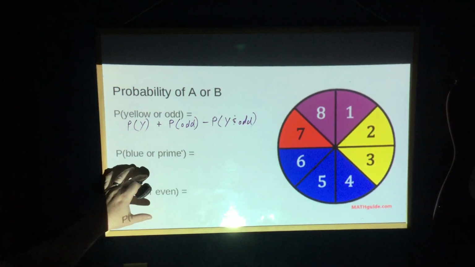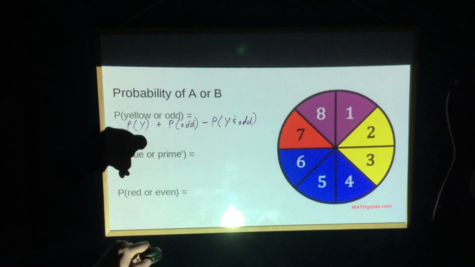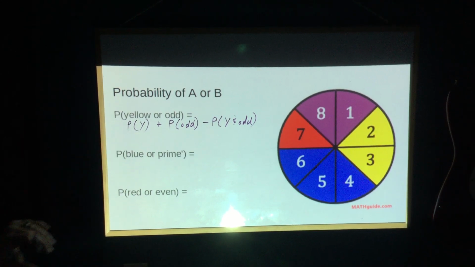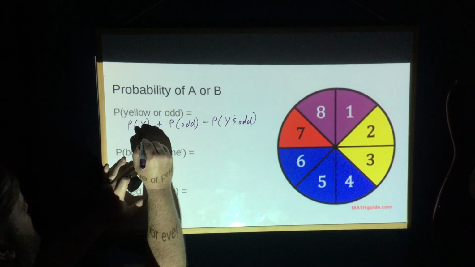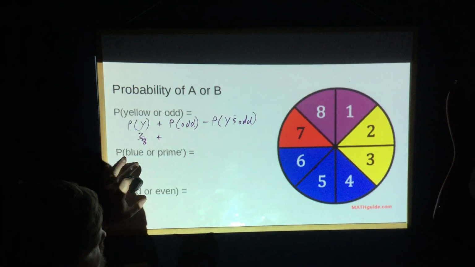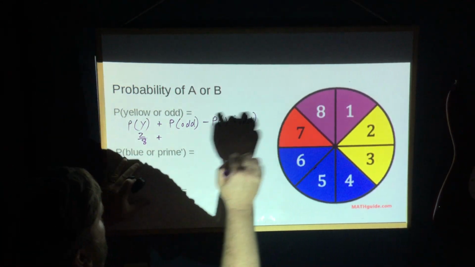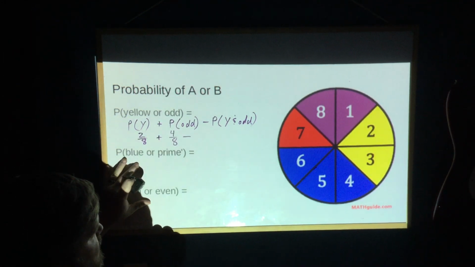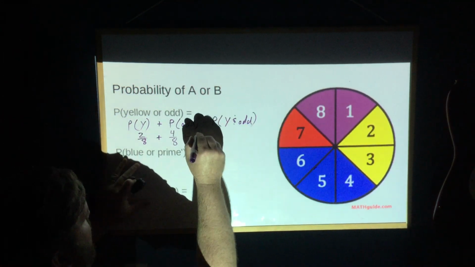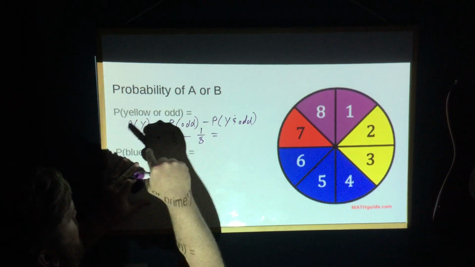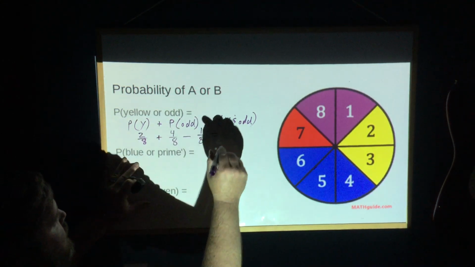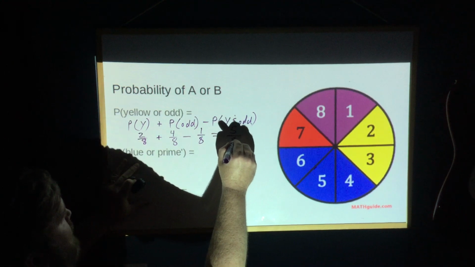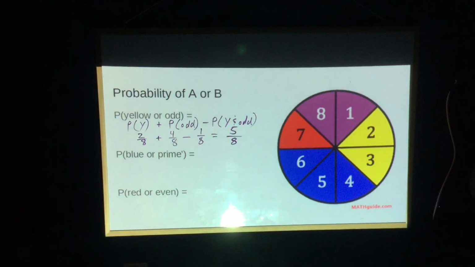The probability that it's yellow is 1, 2. So that's 2 out of 8. The probability that it's odd, 1, 2, 3, 4, that's 4 out of 8. Minus the probability that it's both, well, that's only 1 out of 8. So 2 and 4 make 6, minus 1 is 5. 5 out of 8.